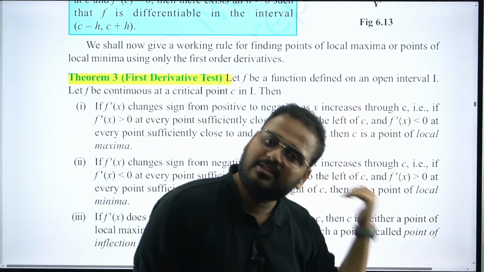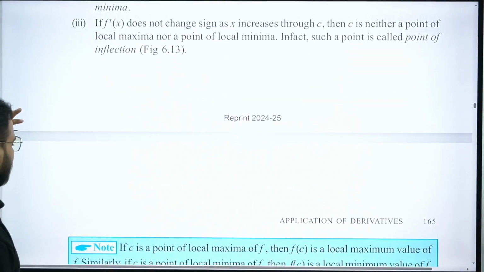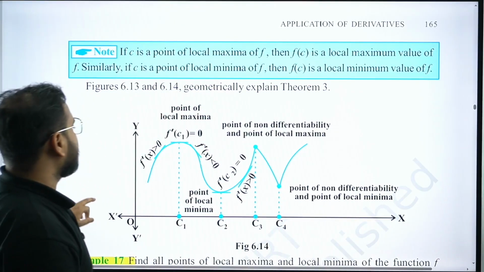Okay, please go ahead, read through this as well. I've taught you this right now, explained these small things. The same things are mentioned over here as well. First derivative test, please check.